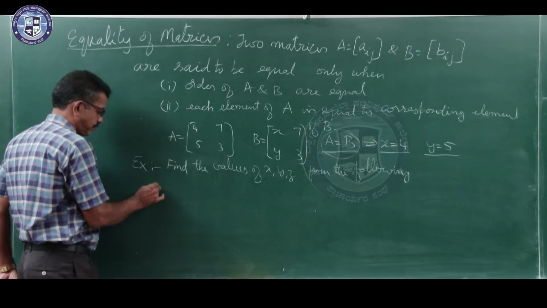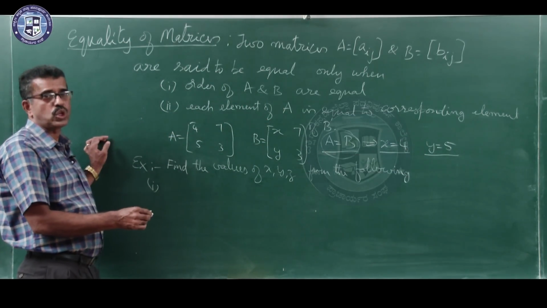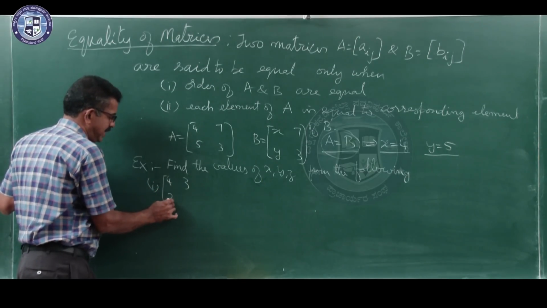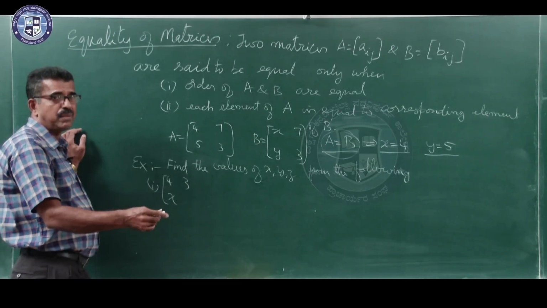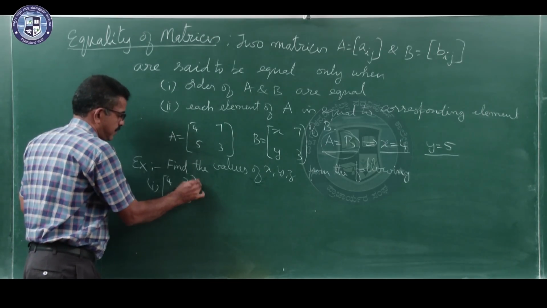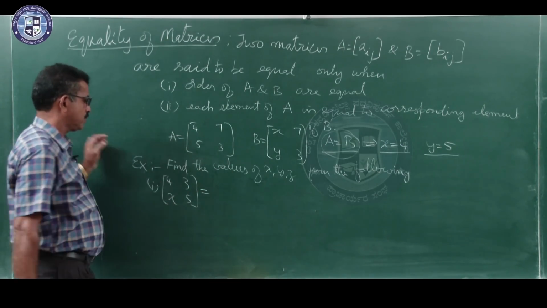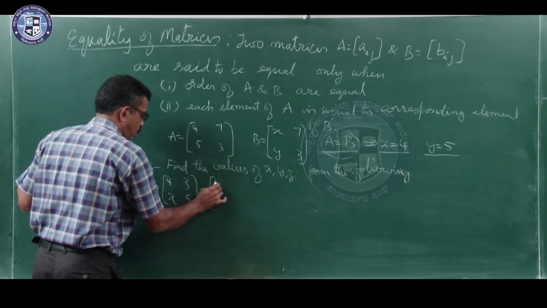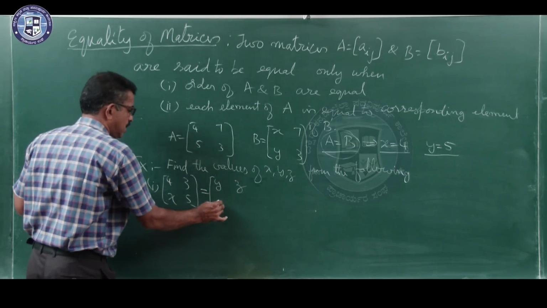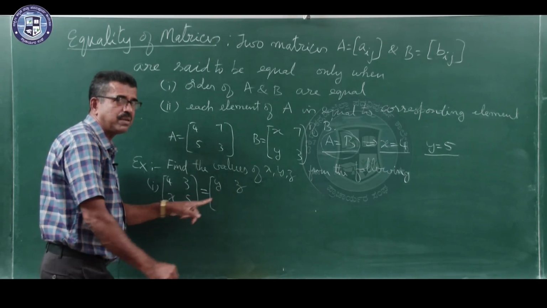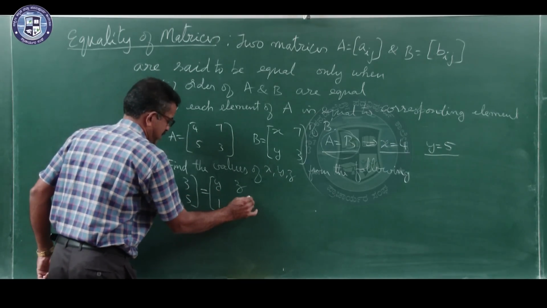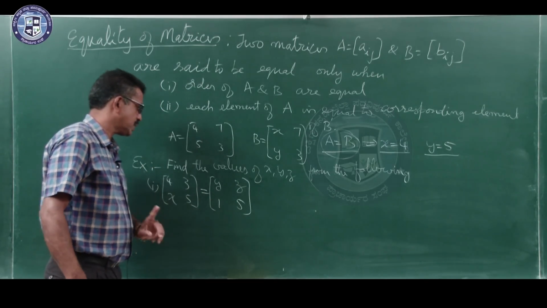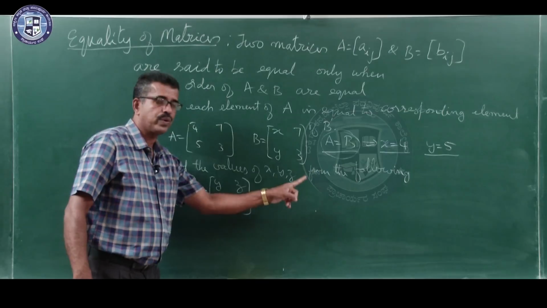Number one. Let me take a 2 cross 2 matrix first. The matrix is [4, 3; x, 5] is equal to [y, z; 1, 5], something like that. The two matrices are equated like this. If the two matrices are equal, you are asked to find x, y, z.